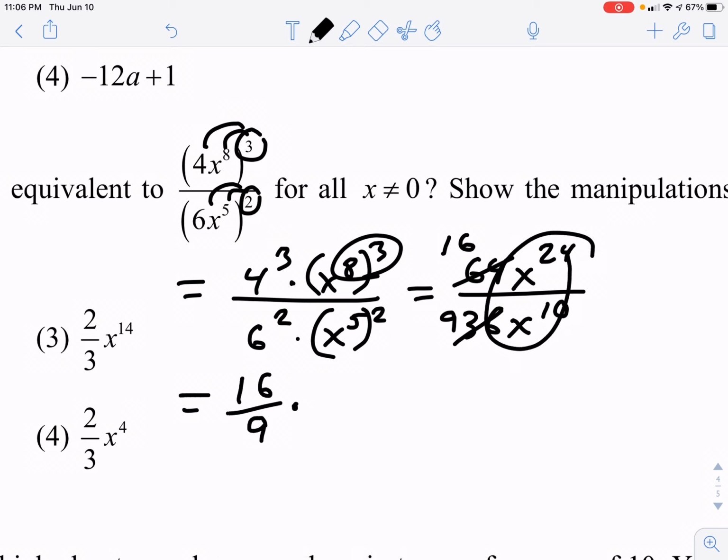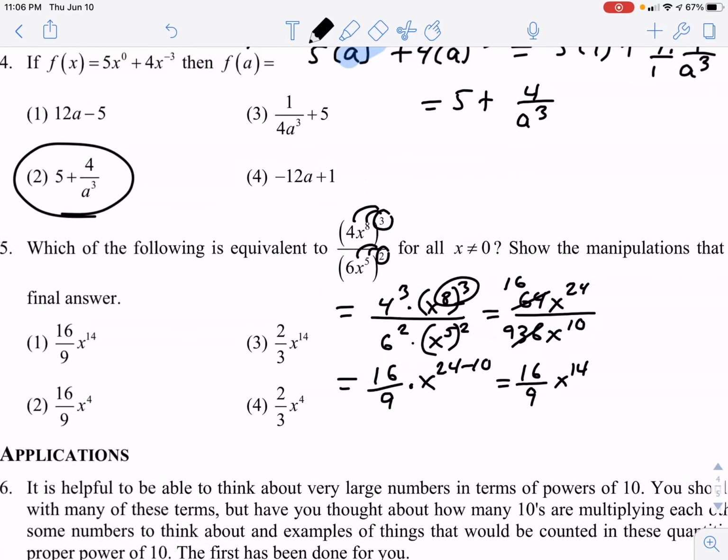times, and then we're going to deal with the same base right here. Remember, same base dividing same base, we subtract the exponents. So times x to the 24 minus 10. Well, that's 16 ninths times x to the 14th power.